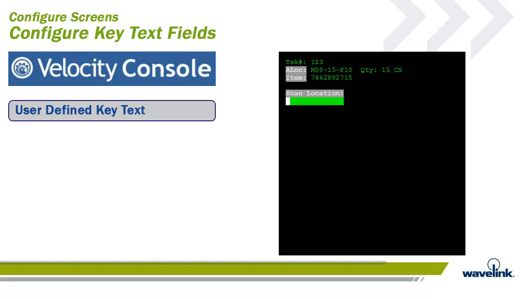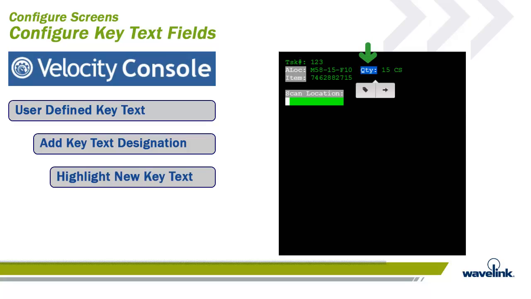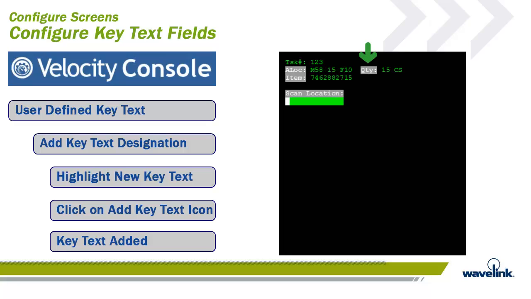If you need to add a key text that was not chosen by the predictive algorithm, it is possible to add the key text designation to one or more fields. To do this, find the field you want to add the designation and highlight that field. A menu option appears. The first is Add Key Text. Click the Key Text menu option as shown here.